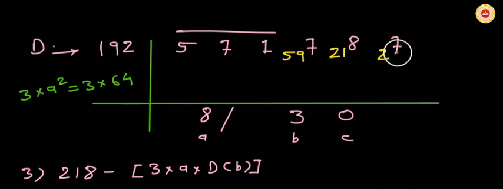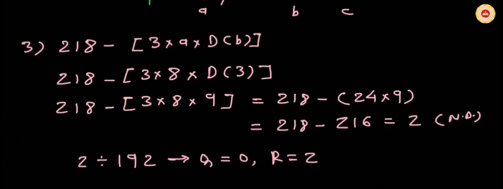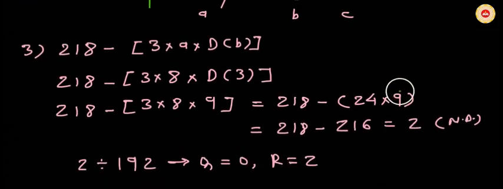27 is the gross dividend. Let us calculate the net dividend, but first write the third step. Pause the video and write the third step.